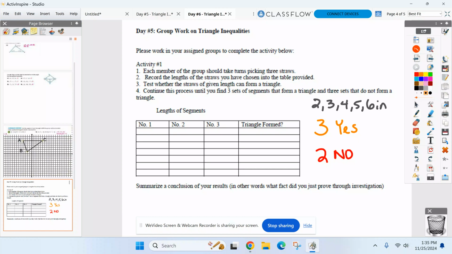All right, I'm going to have to move on here. Can I have a group contribute 3 lengths that did form a triangle? Emerson, start us off. 4 inches, 5 inches, and 6 inches. Yep, 4, 5, and 6 did form a triangle. That's a good one. June, you guys? 2, 3, 4. Correct.